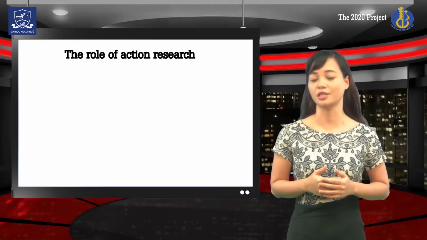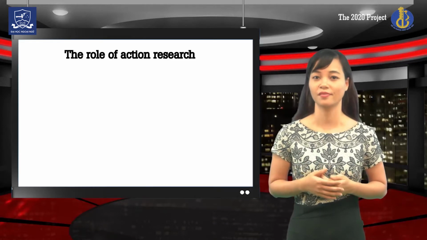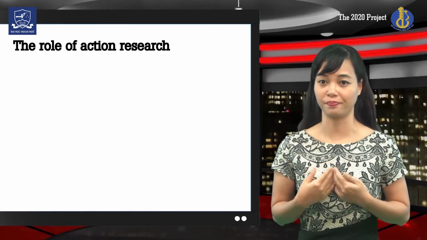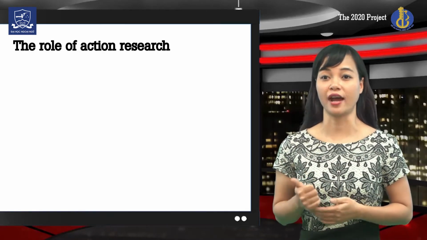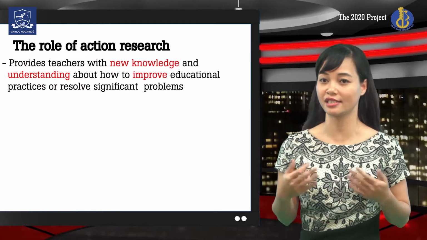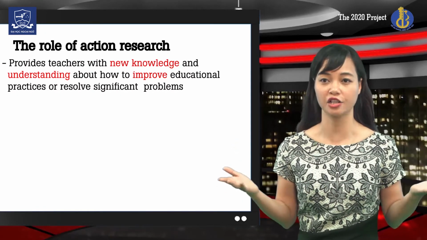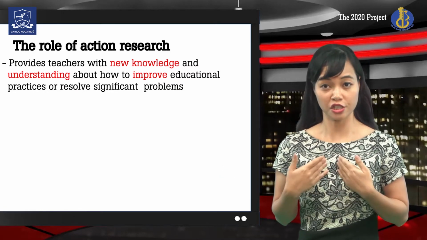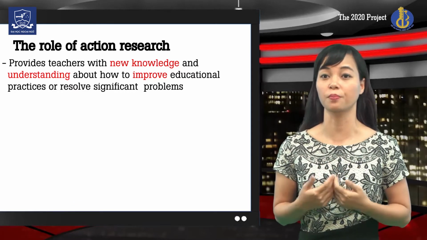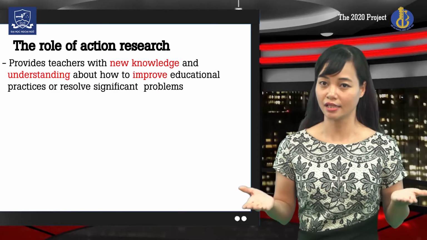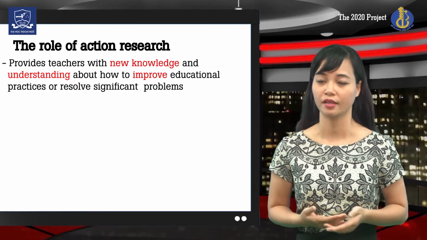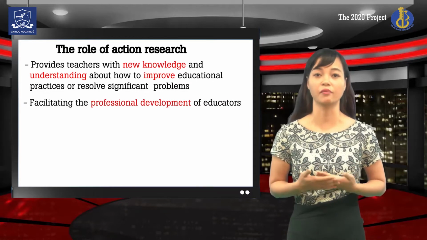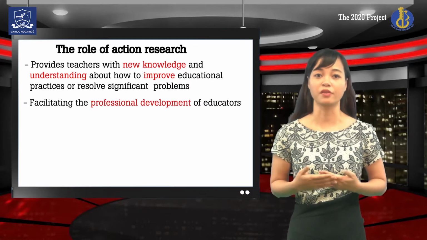So, why should action research be implemented at schools and universities? There are numerous benefits associated with action research, but we would like to name a few. Firstly, action research provides practitioners with new knowledge and understanding about how to improve educational practices or resolve significant problems in classrooms and schools. When teachers try their best to observe a particular classroom problem, undoubtedly, their understanding about it will improve significantly.